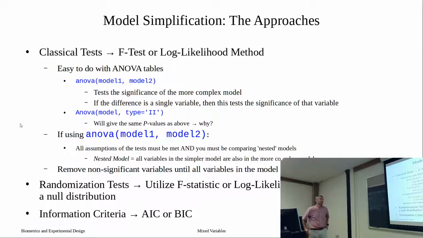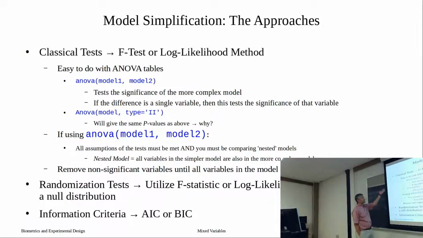So the classical test is going to use either an F-test or a log likelihood method. Which one we use depends on the type of ANOVA we're running. So typically it's going to be just the F-test because it's a two-way or three-way ANOVA. But if we do, let's say, logistic regression, or if we include some random effects in our models, then we're going to have to use the log likelihood method.